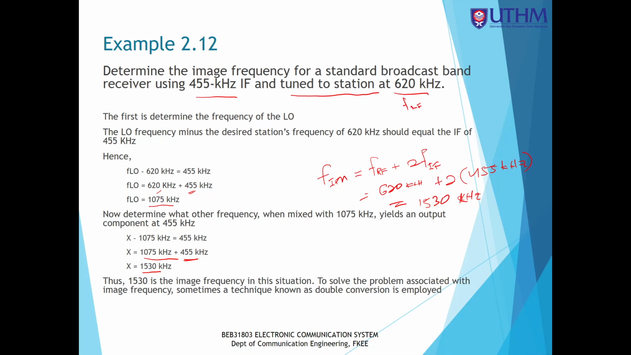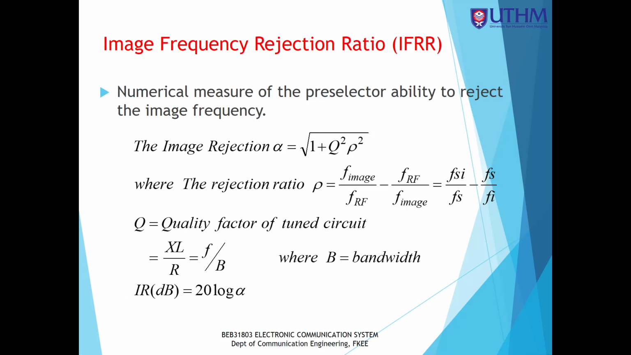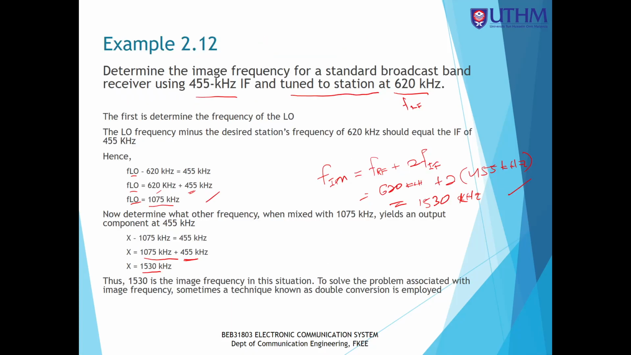Either formula for the image calculation is okay, no problem. You can use this equation, or you can use this equation by finding the local oscillator frequency first. Remember this LO should be the subscript. So you get the image frequency. If you have a question, please ask. Otherwise, I'll move to the next example.